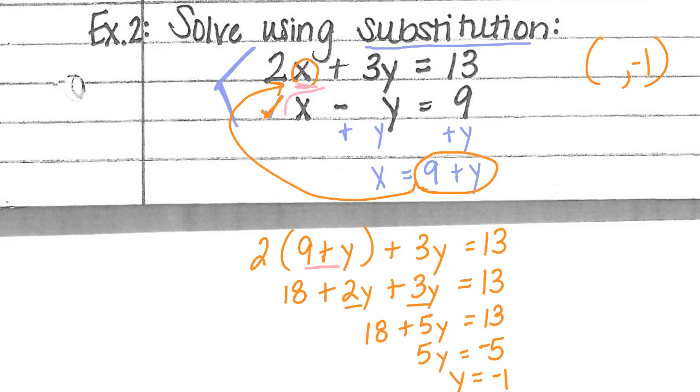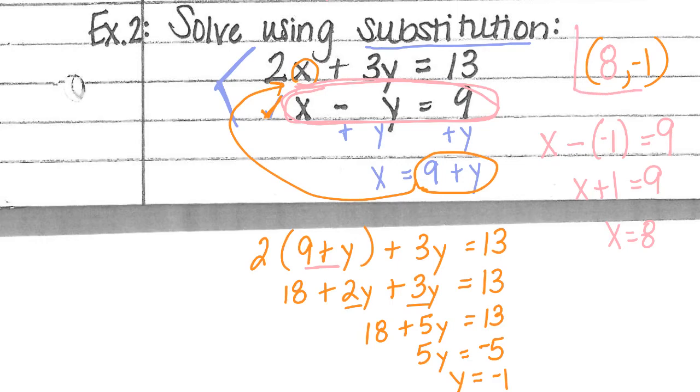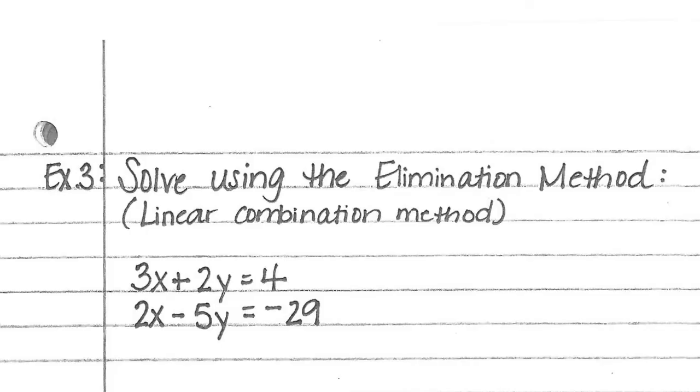Now, I haven't solved yet, because remember we have to solve for each one. So I'm going to go ahead and find an original. I'm choosing the bottom because it's easiest. And instead of putting in y, I'm going to put in -1. x minus -1 equals 9. x plus 1 equals 9. And when I solve for x, x is equal to 8. So using substitution, I have (8, -1).